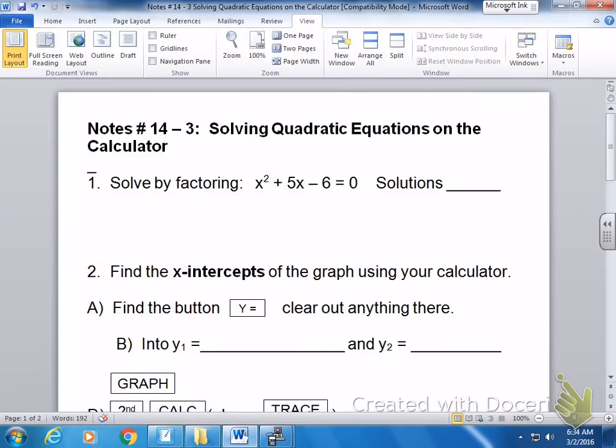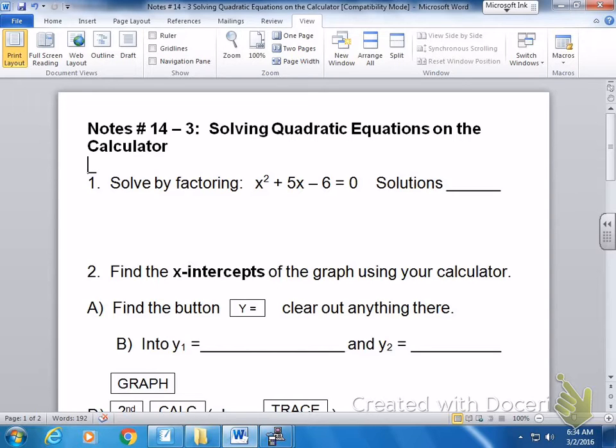All right, guys, so today we're talking about solving quadratic equations on the calculator. This is what we did in all of chapter 13, was solve quadratics. Today we're going to see how to do that on the calculator. So to see how it works, first we're going to solve a quadratic by factoring.